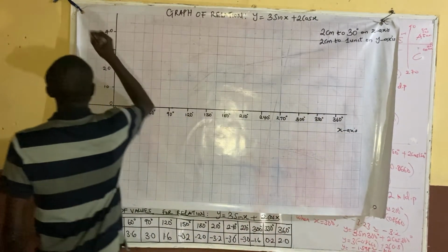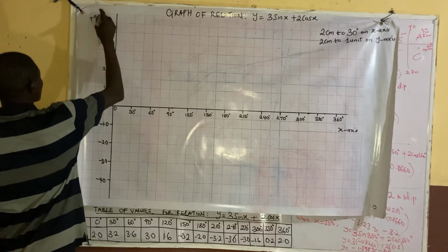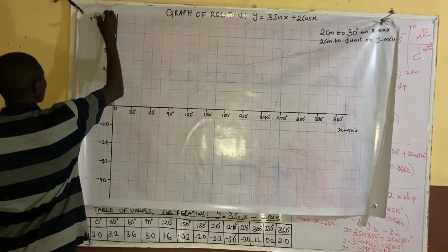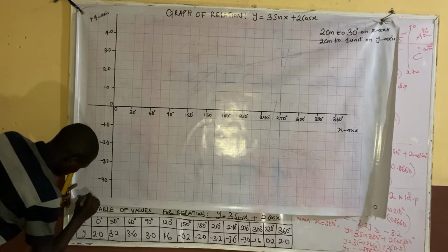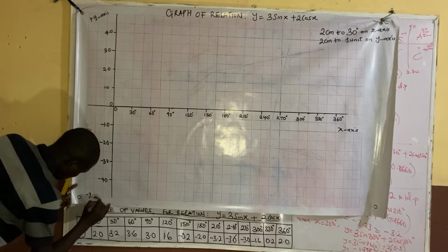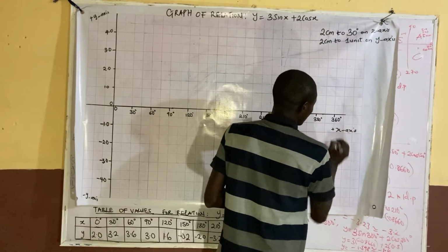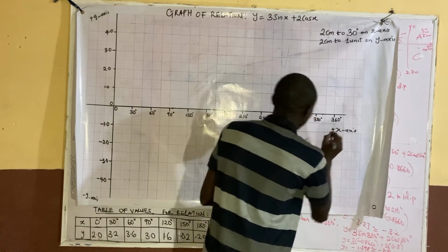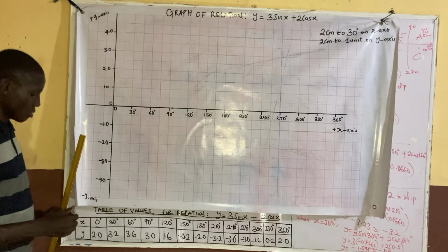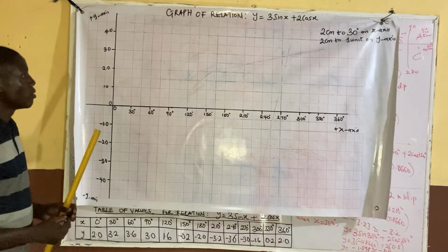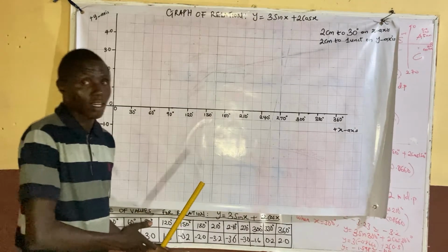So this is our positive x-axis, the positive y-axis, and the negative y-axis. Actually, we didn't have values on the negative x-axis, so that's why I didn't write anything here. So now this is the graph that we are going to use to plot the table of values.